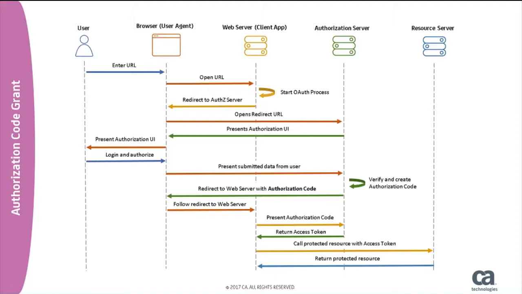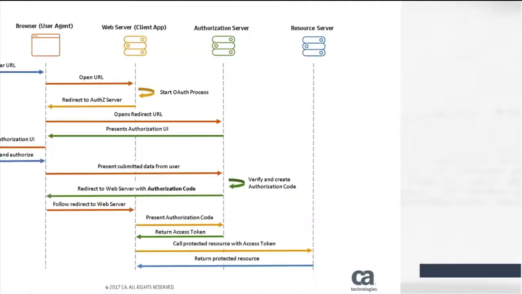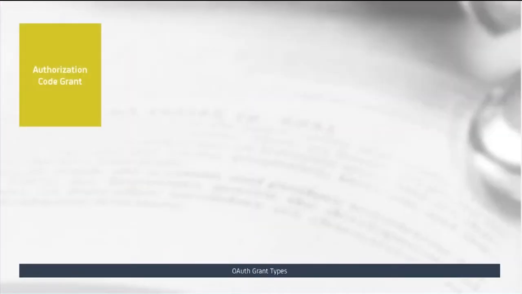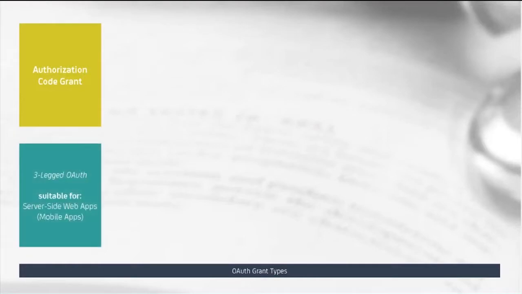Therefore, we can use this flow because the identification of that client is secure, because it's hidden on the web server. If you had only a browser where all the logic would be within that browser, you would need to handle it differently. We will not go into great detail, but I can tell you some of the grant types here. We've seen the authorization code grant. This is called 3-legged OAuth and is suitable for server-side web apps and now also mobile apps as a recommendation.